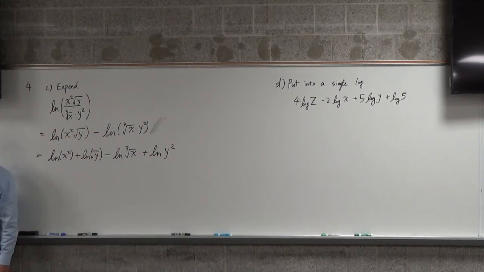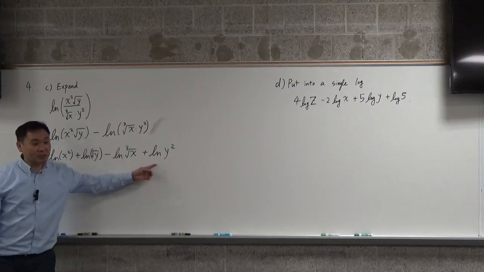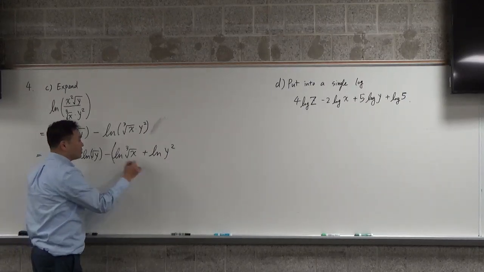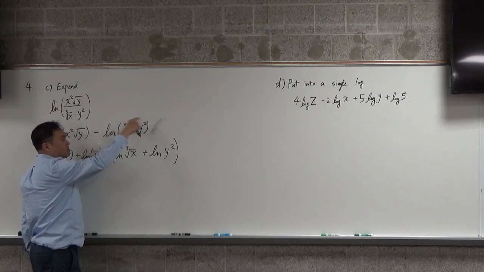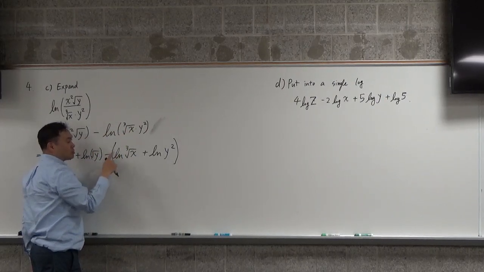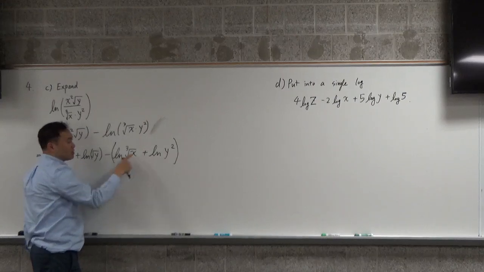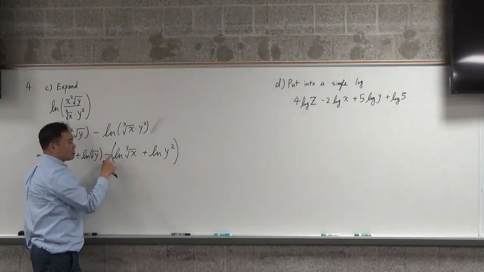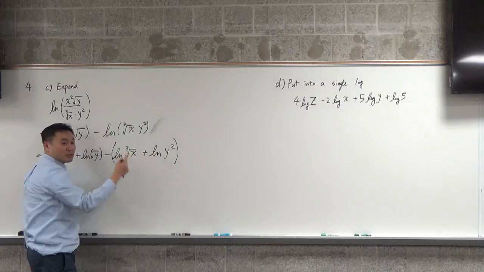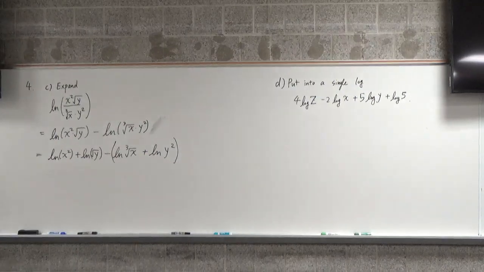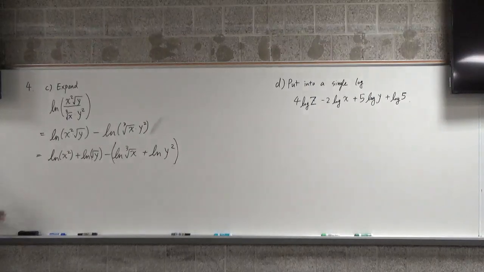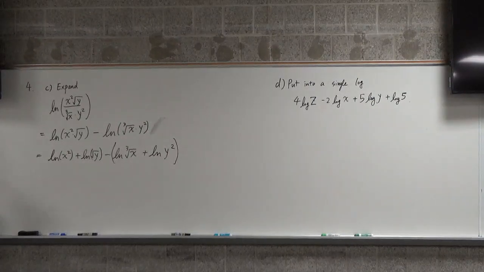Okay, I made a mistake. Where did I make a mistake? These two should be inside the parentheses, right? Because, see, this minus is applied to this entire thing, so this minus should be applied to both of these. If you forget the parentheses, then this wouldn't be applied to this, and you'll get a minus error. That's a very common mistake. You have to know how to use your parentheses right.